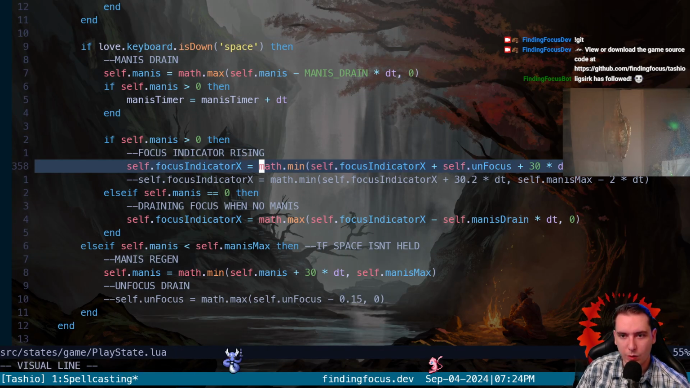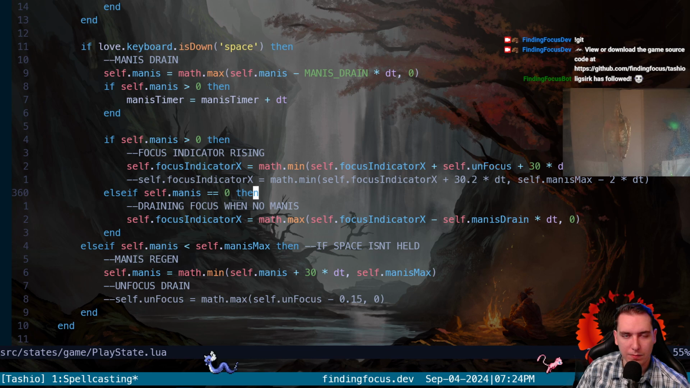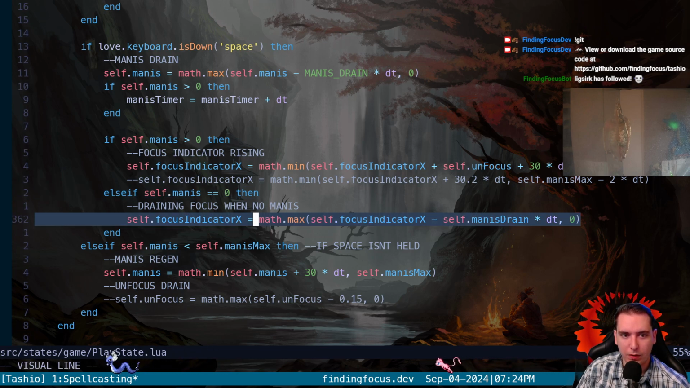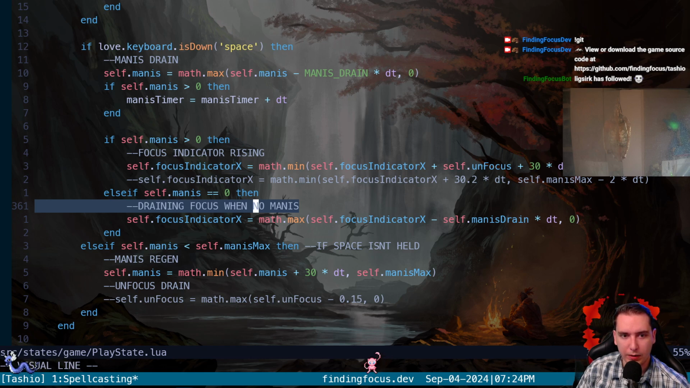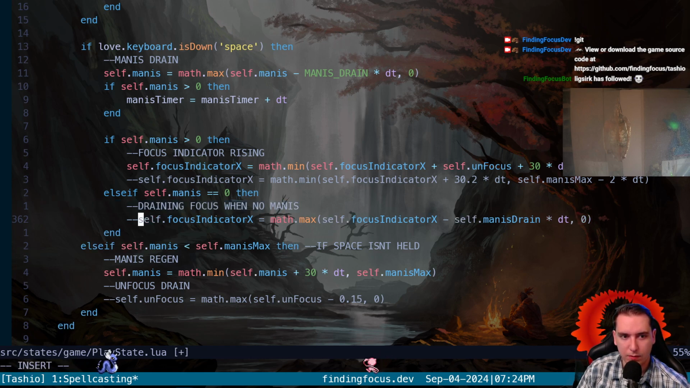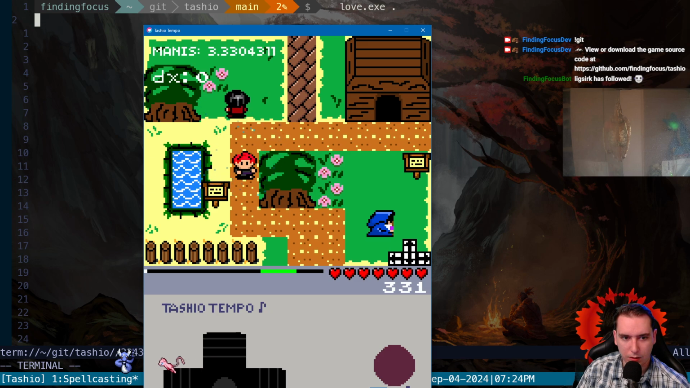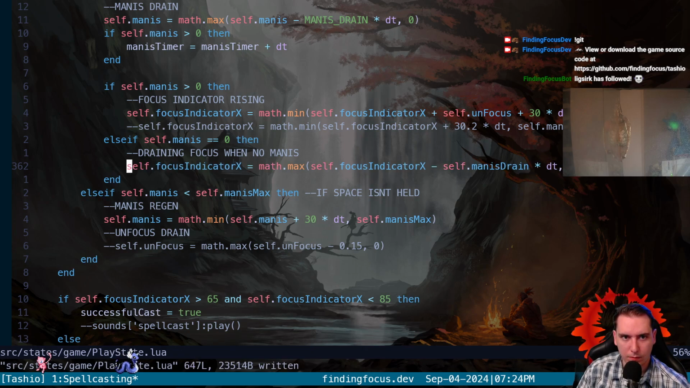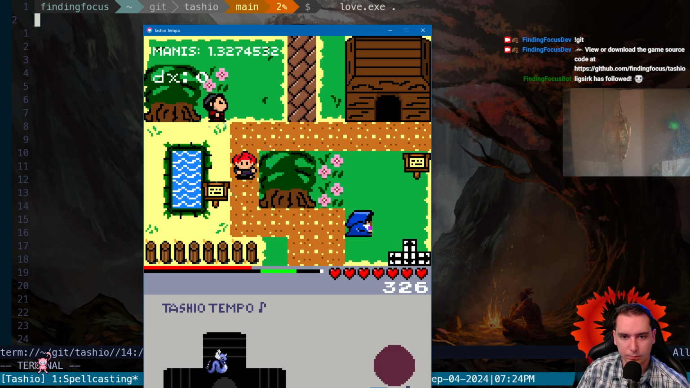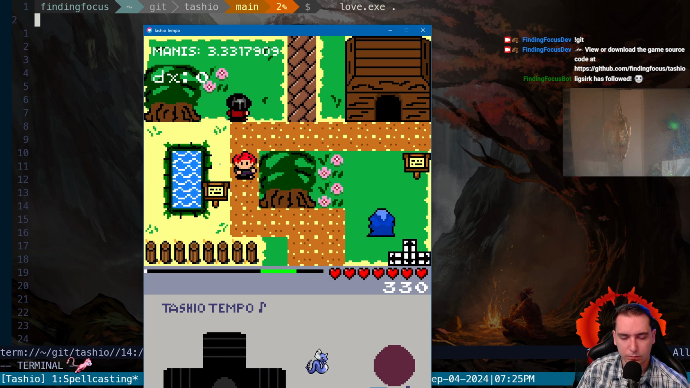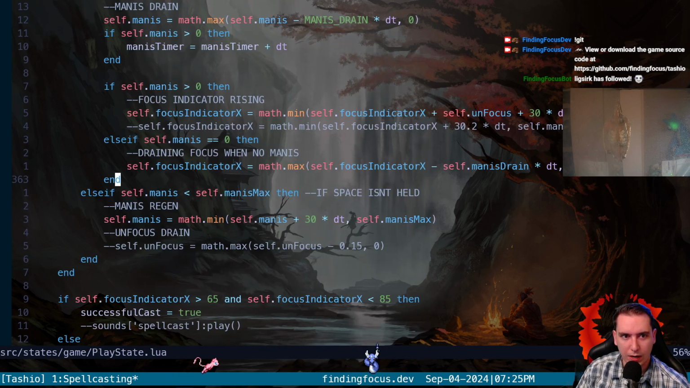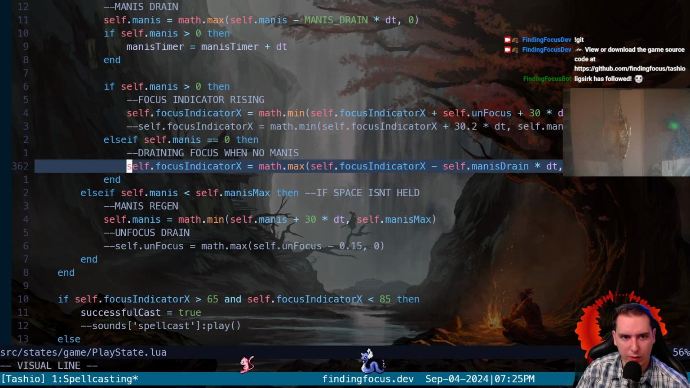Okay. So as long as we're happy with our unfocused value, but let's check here too. So if spacebar is pressed and our Manus is 0, draining focus when no Manus. What happens if we take this out? Because wouldn't Manus keep depleting? Let me see. What's the difference? I don't see the difference. Why do we say this? Draining focus when no Manus. Oh, draining focus. Oh, okay.